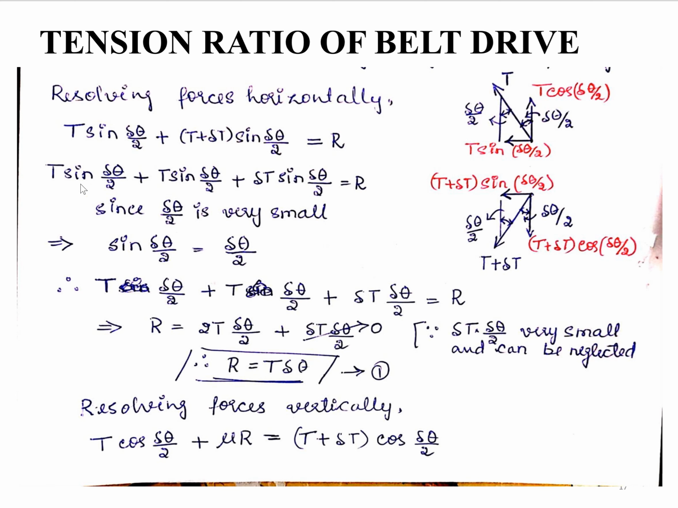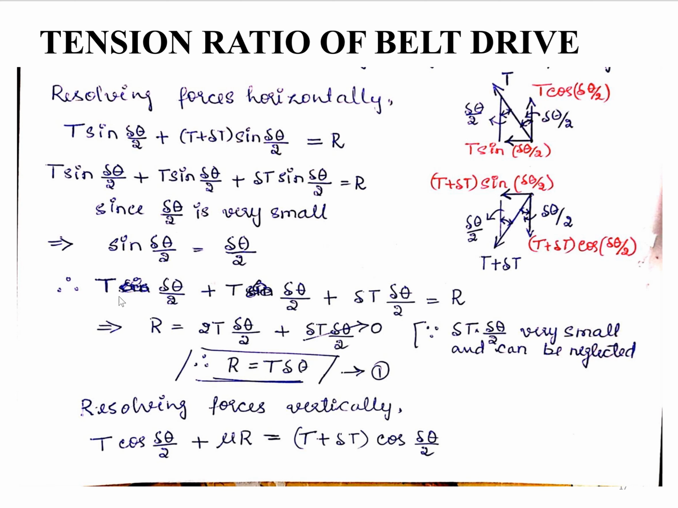This is nothing but, if I am expanding it, it will come as T plus delta T multiplied with sine delta theta by 2. And here we know that delta theta by 2 is a very small one, so we take sine delta theta by 2 equal to delta theta by 2 directly. So we are eliminating the sine, and we get T plus delta T times delta theta by 2. Since delta theta by 2 is very small, we will be neglecting delta T times delta theta by 2.